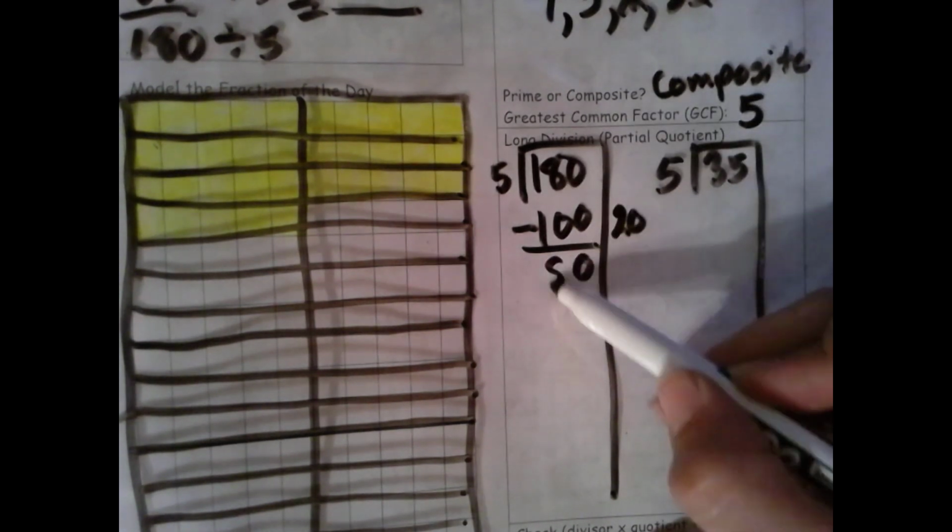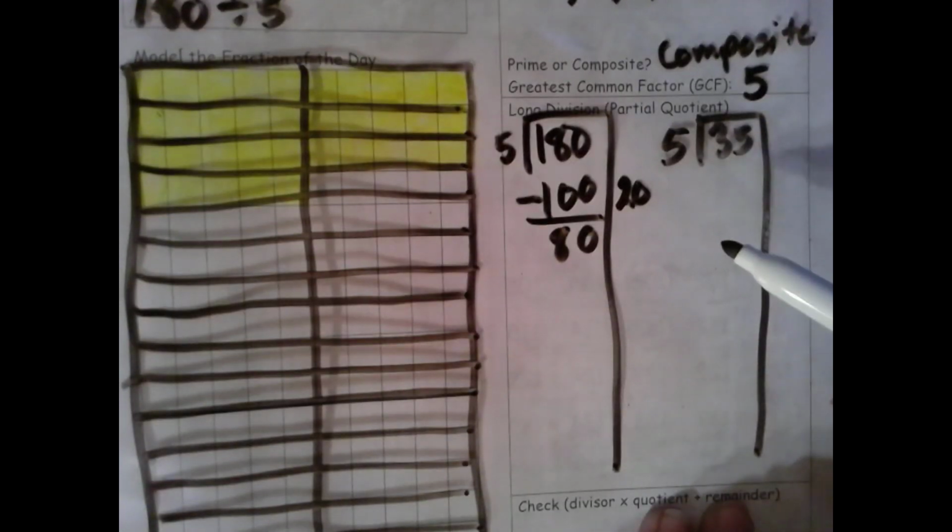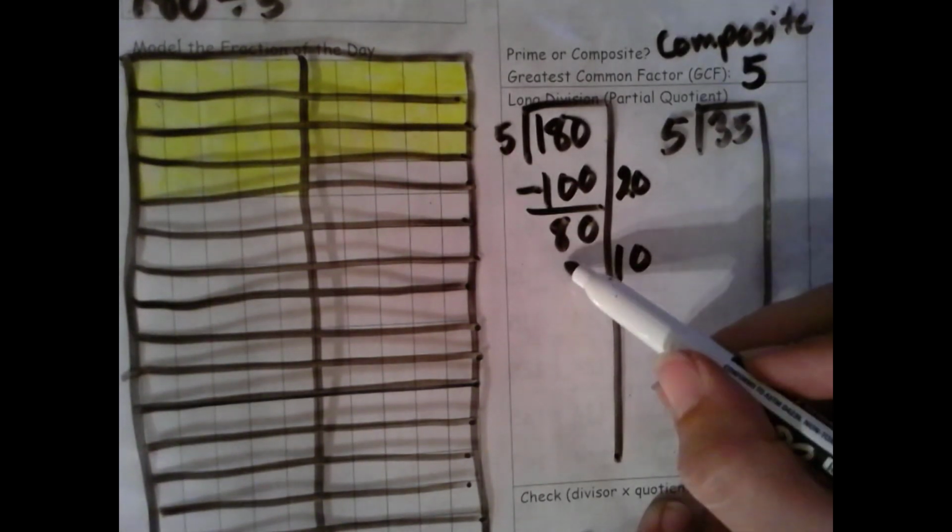Numbers the same, zeros a game. More on top, no need to stop. 10 times 5 is 50. Numbers the same, zeros a game. And then 6 times 5 is 30. Numbers the same, zeros a game. Add up these partial quotients. 0 plus 0 plus 6. 2 plus 1. I get 36.